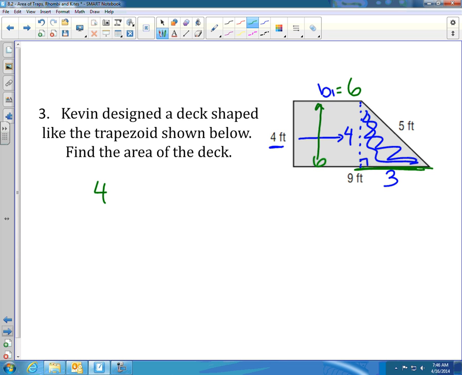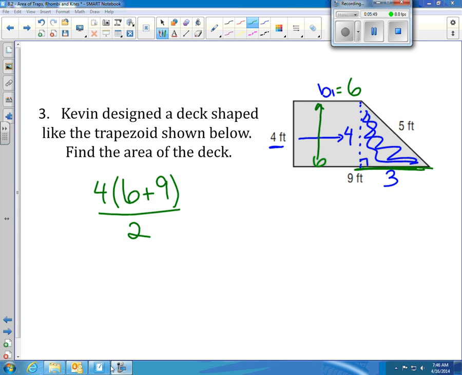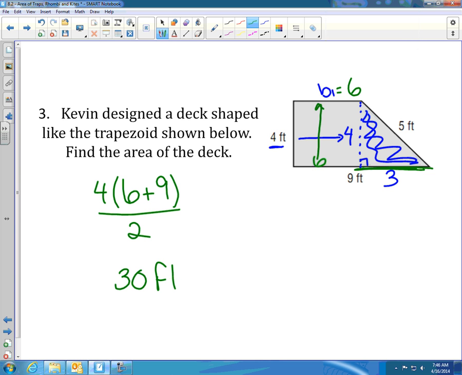So we have a height of 4, base 1 plus base 2, and remember now we're talking about the whole base, divide by 2. All right, so looking at that, that is going to show me very simple calculations. Adding them together, times it by 4, dividing by 2, and we get, yes, 30 feet squared for the deck. So here's a real world example where you might need to find the area of your deck, because I bet some of you guys are going to have houses with decks on them.